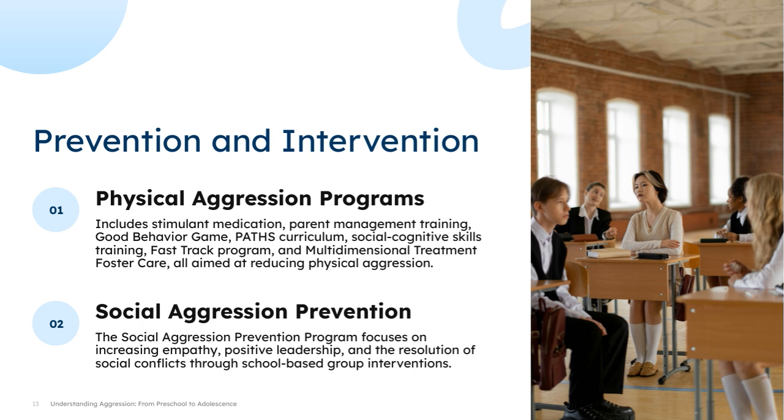Then we have the social aggression prevention program, which targets social forms of aggression by enhancing empathy, fostering positive leadership, and teaching conflict resolution skills. This program is delivered through school-based group interventions, making it accessible and relevant to students' everyday environments. Together, these programs represent a comprehensive approach, combining medical, educational, and therapeutic strategies to effectively prevent and intervene in both physical and social aggression. The image here shows a classroom setting, highlighting the school as a key environment where many of these interventions take place.